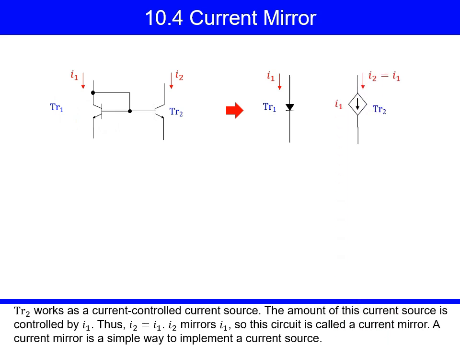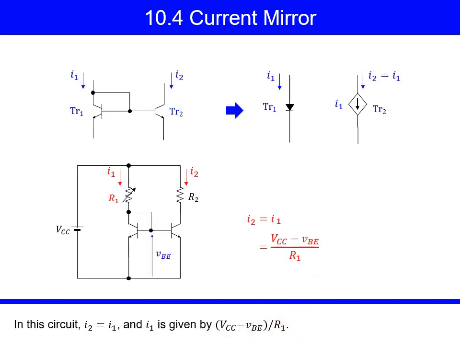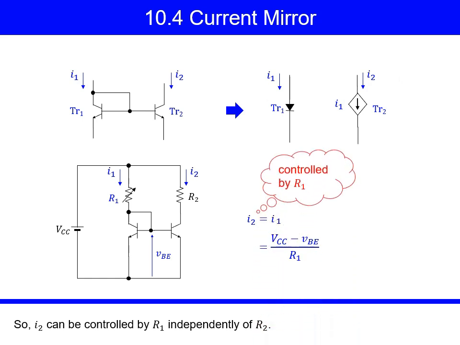TR2 works as a current-controlled current source. The amount of this current source is controlled by I1, thus, I2 is equal to I1. I2 mirrors I1, so this circuit is called a current mirror. A current mirror is a simple way to implement a current source. In this circuit, I2 is equal to I1, and I1 is given by VCC minus VBE over R1. So, I2 can be controlled by R1, independently of R2.